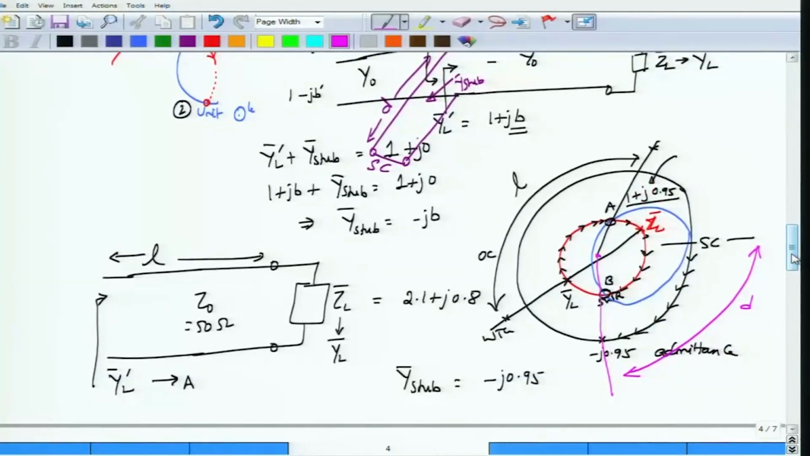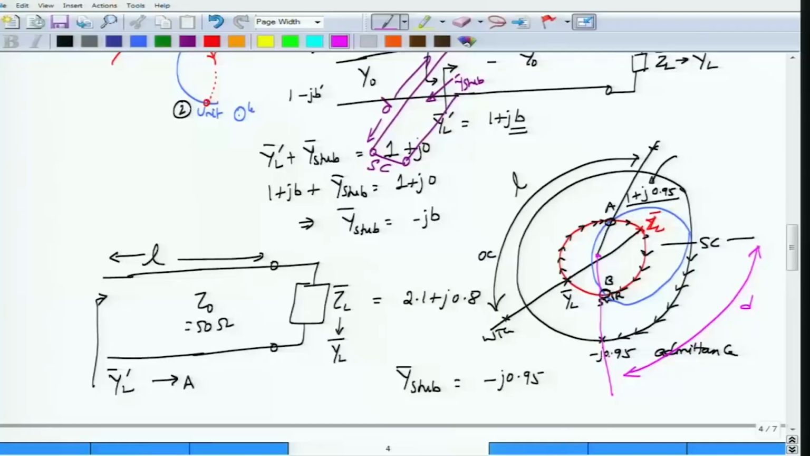Just to give you a summary, start with ZL, locate YL bar. Once you have located YL bar, you are now considering the Smith chart as an admittance chart. Move from YL bar on the SWR circle until you meet the unit circle. That unit circle meeting happened at point A. At this point, read out the value of the admittance, and you find out what is the corresponding point that you need to cancel. So here you have 1 plus j 0.95, and to cancel plus j 0.95 you need minus j 0.95.